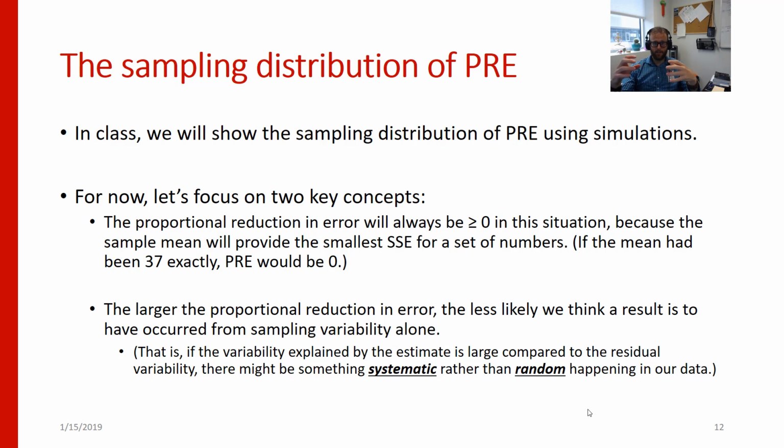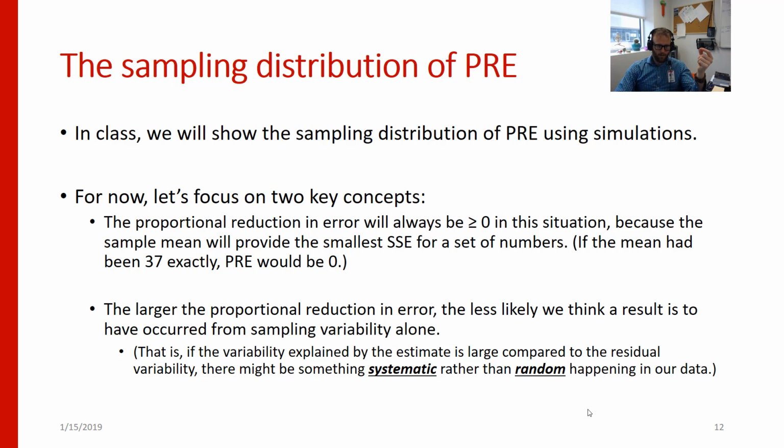In class, we're going to show the sampling distribution of PRE using simulations, so we'll look at how much we really expect PRE to change from one sample to the next. But for now, we want to focus on two key concepts. First, the proportional reduction in error is always going to be greater than or equal to 0 in this situation, because the sample mean will always provide the smallest SSE for a set of numbers. So it's not surprising that it's a smaller sum of squared errors. The question is, how much smaller does it need to be?